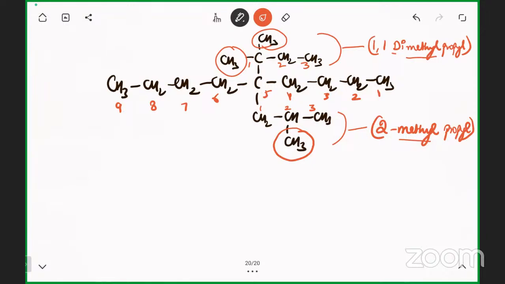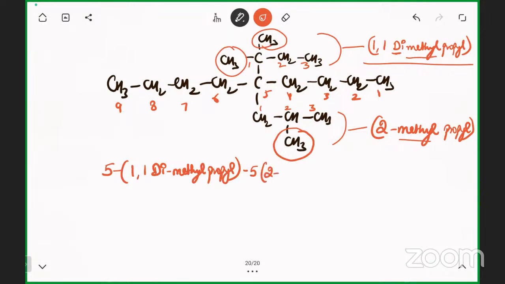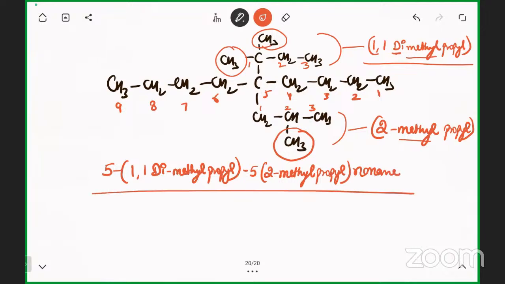Okay. So we have D over here, and just because of D, we will write the name of this substituent first. 5. Check your name. 1, 1. Di. Very good. Dimethyl, then propyl. Bracket close. Then dash 5, 2-methylpropyl, bracket close, nonene. So the name, sir, is 5-(1,1-dimethylpropyl)-5-(2-methylpropyl)nonene.